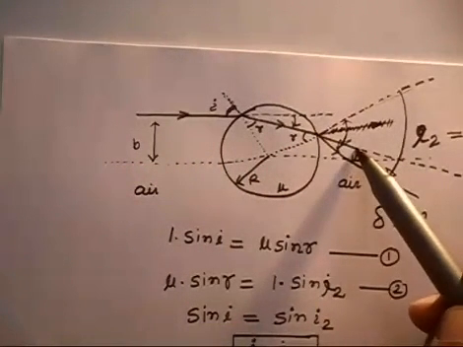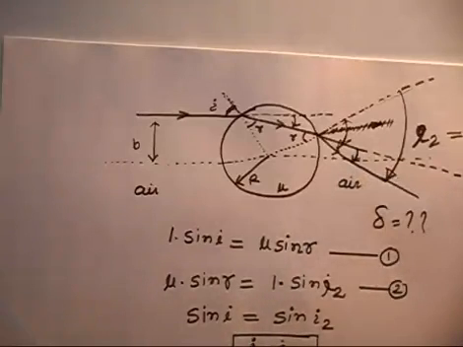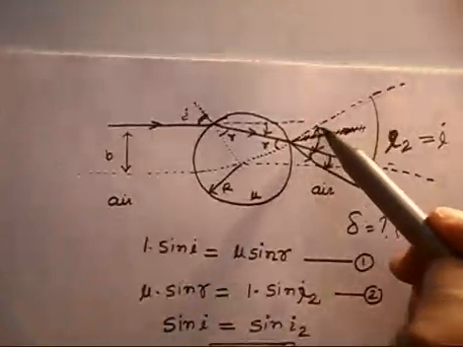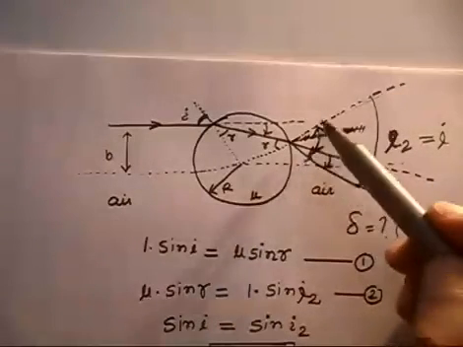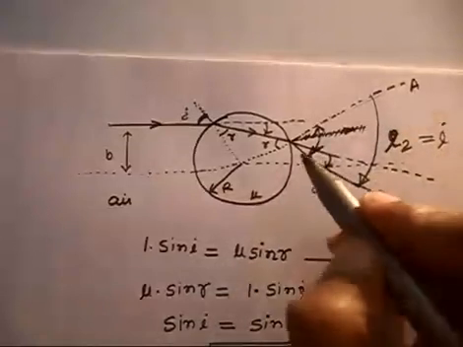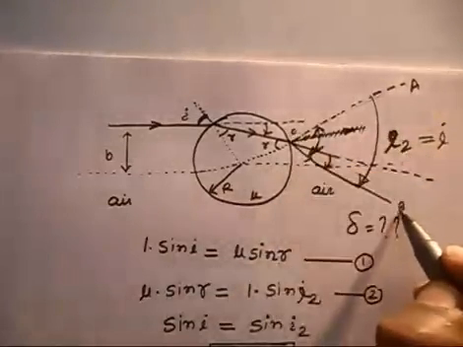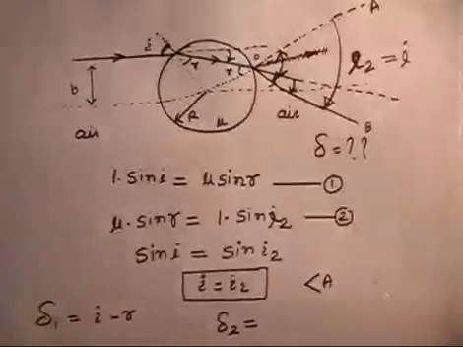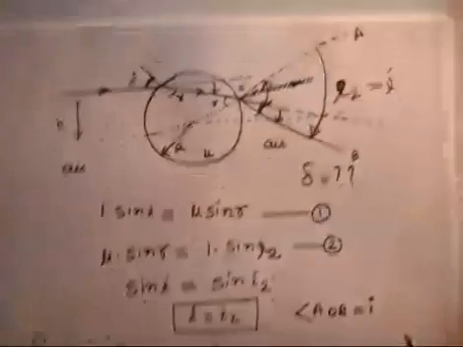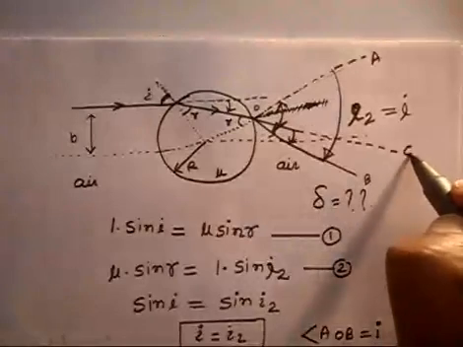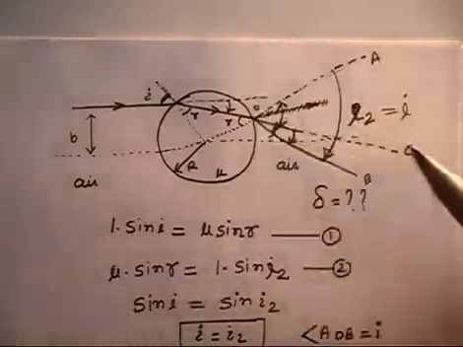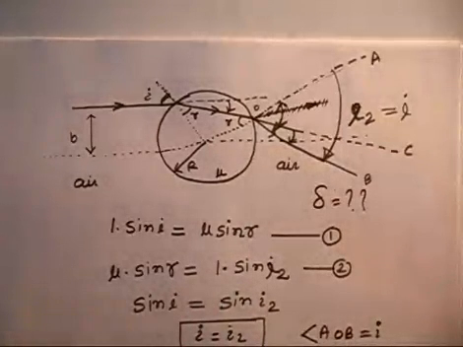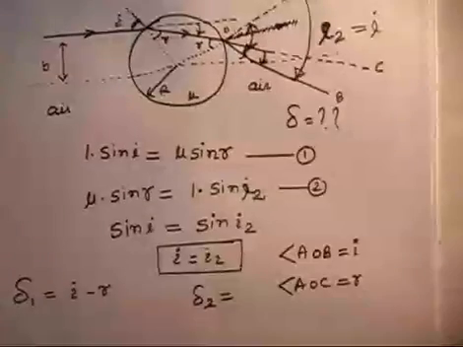Now here also you can find this is the deviation, delta 2. So delta 2 we can also find. This total angle is I, and we have already found this total angle. Or you can say A, if you have any confusion. This is O, this is B. So angle AOB is I. Now let us call this point C. So angle AOC is equal to R. This angle and this angle are equal. Are you getting? Angle AOC is equal to R.